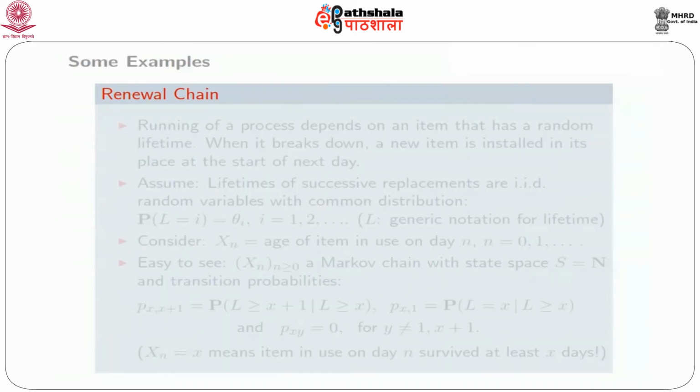Our next example is the renewal chain. Suppose that the running of a process depends on an item that has a random lifetime. It could be a particular part of a machine or something.